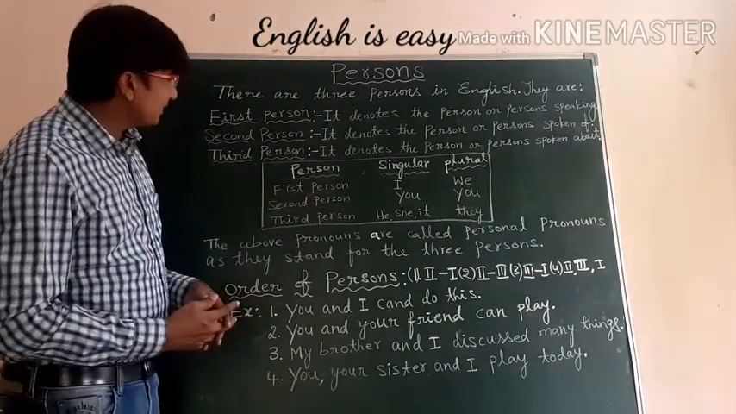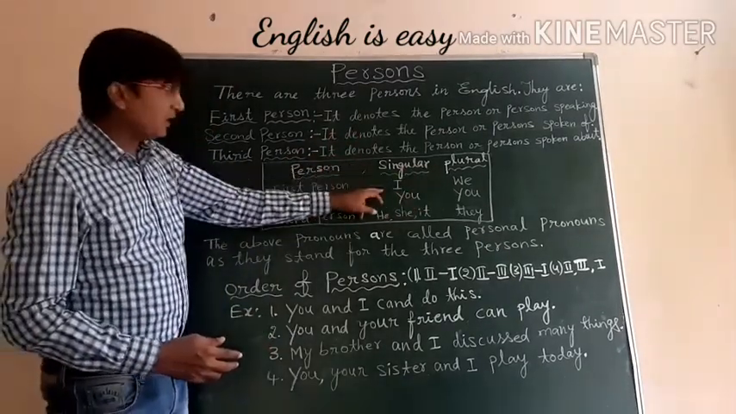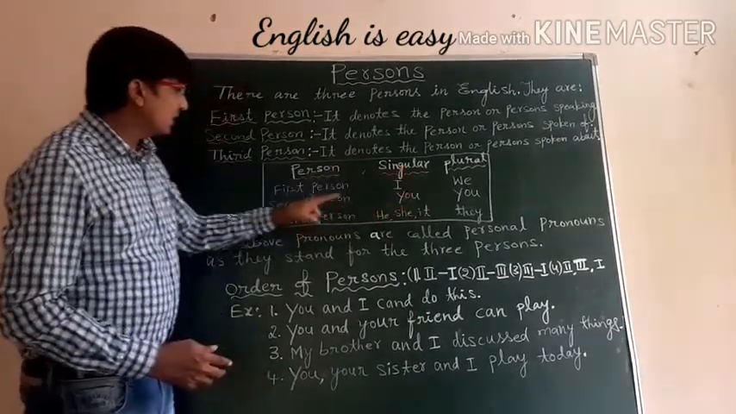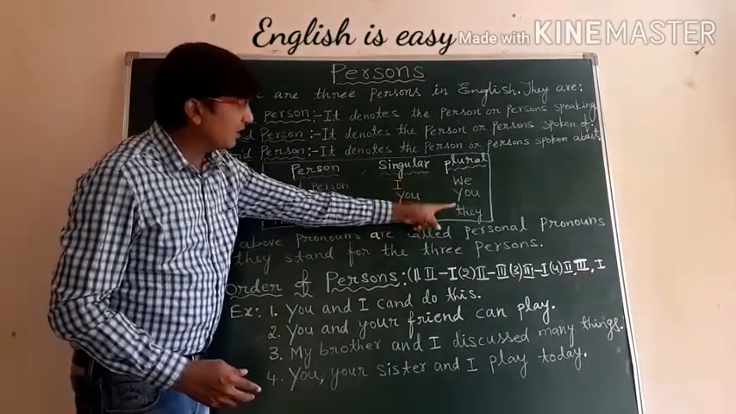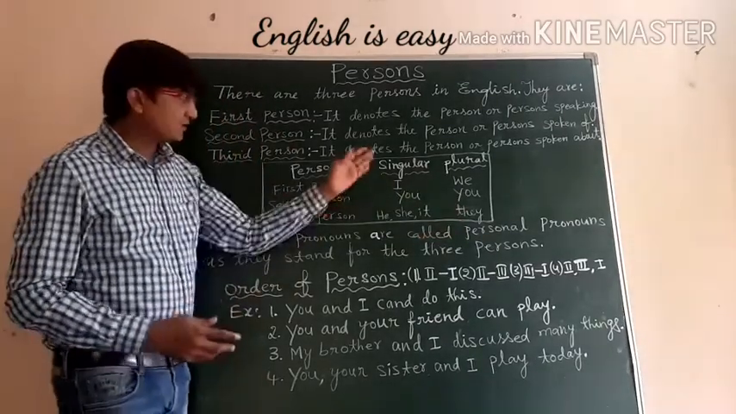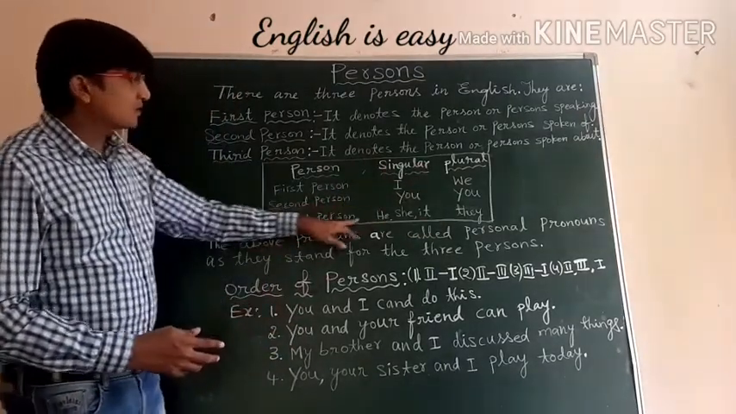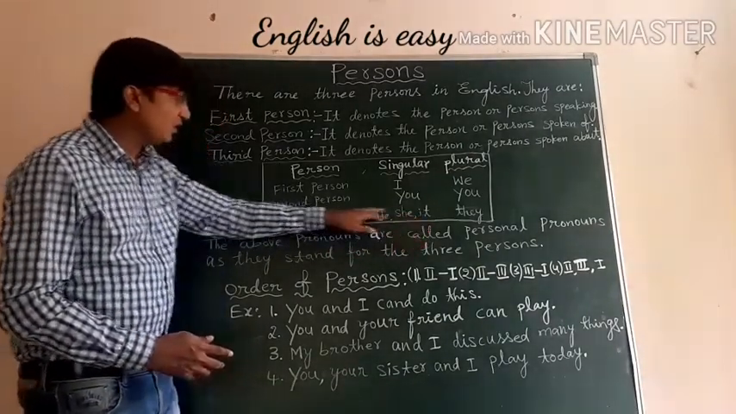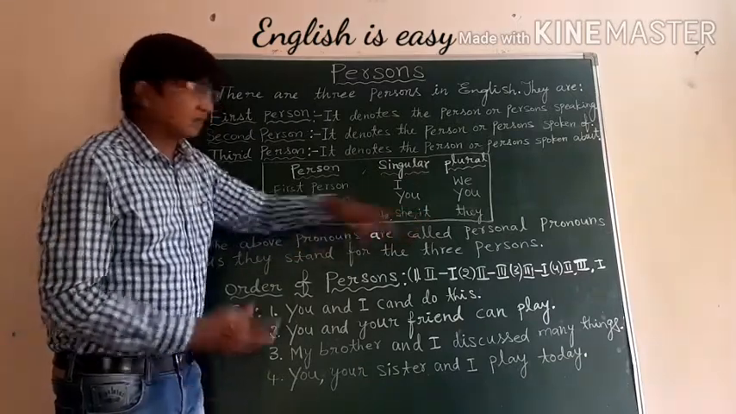Here I have written one table, singular and plural. First person singular I, plural we. Second person singular you, plural you. Third person singular he, she, it. Third person plural they. So like this we have singular and plural even in persons. Third person singular he, she, it: this we need to remember. Always third person singular is he, she, it.